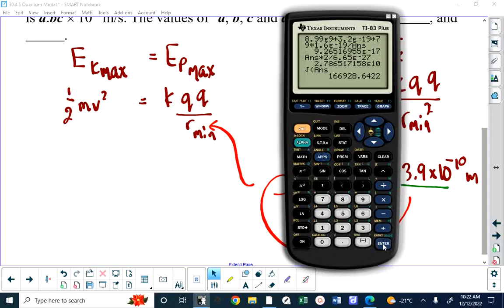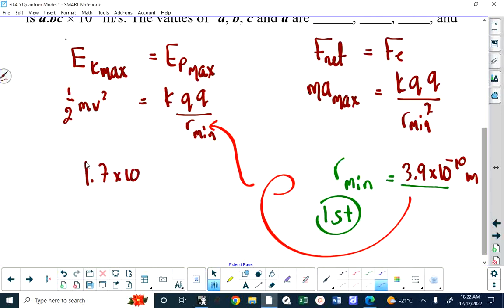About 1.7 times 10 to the 5 meters per second. Anybody else get the same number? Okay. Any questions with that example?